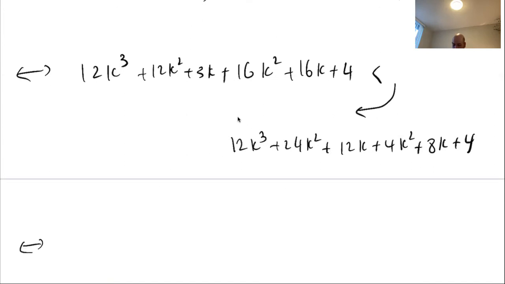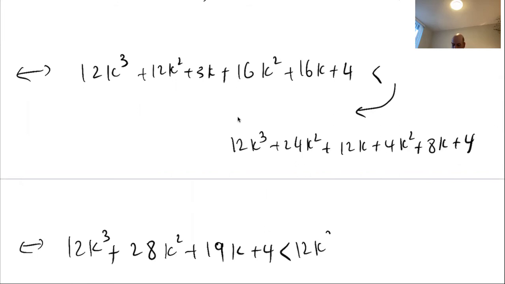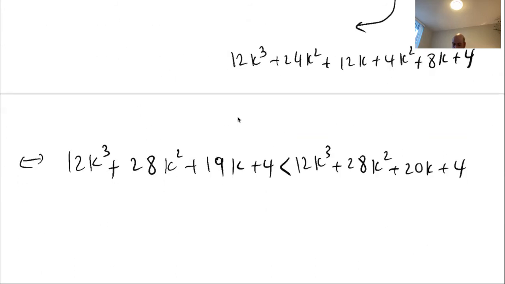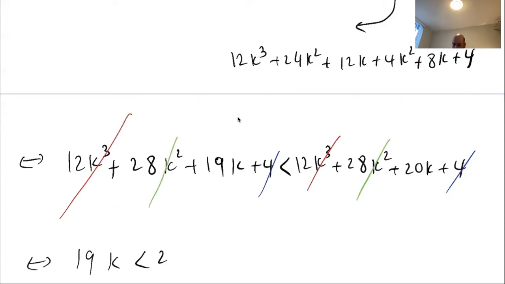This is equivalent to saying that 12k cubed and 28k squared, 19k, 4, less than 12k cubed, 28k squared, 20k plus 4. Now, this one I can cancel with this one. Then 28k squared cancels with this one. Then 4 cancels with 4. I'm left with 19k less than 20k.